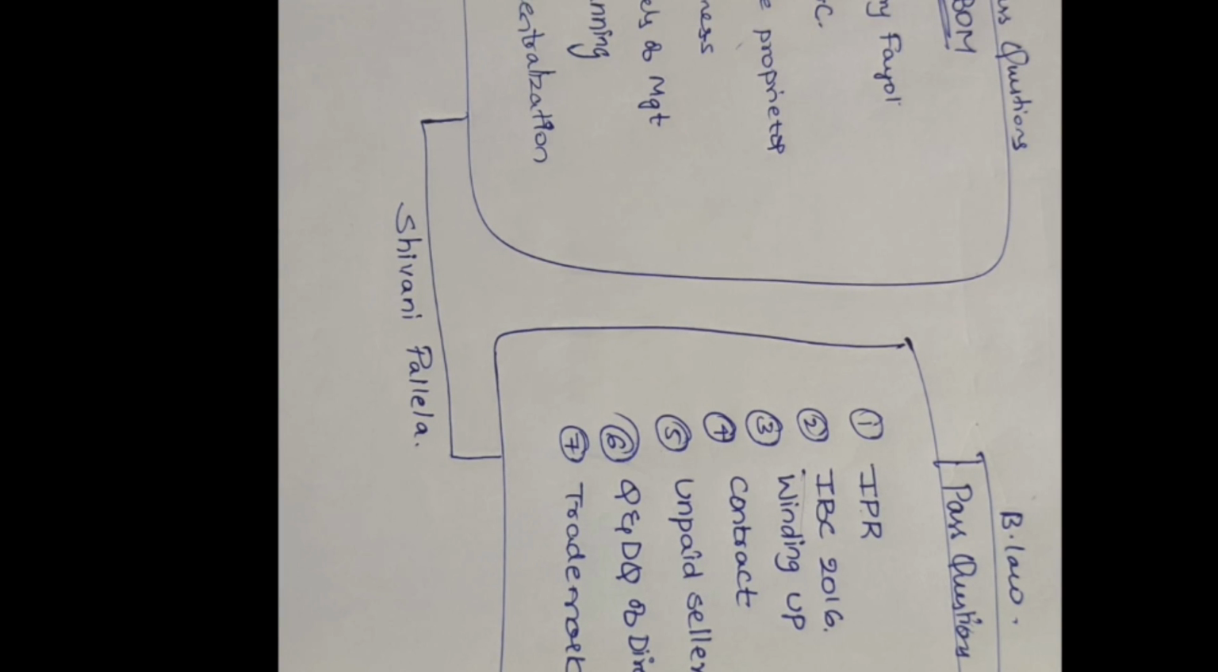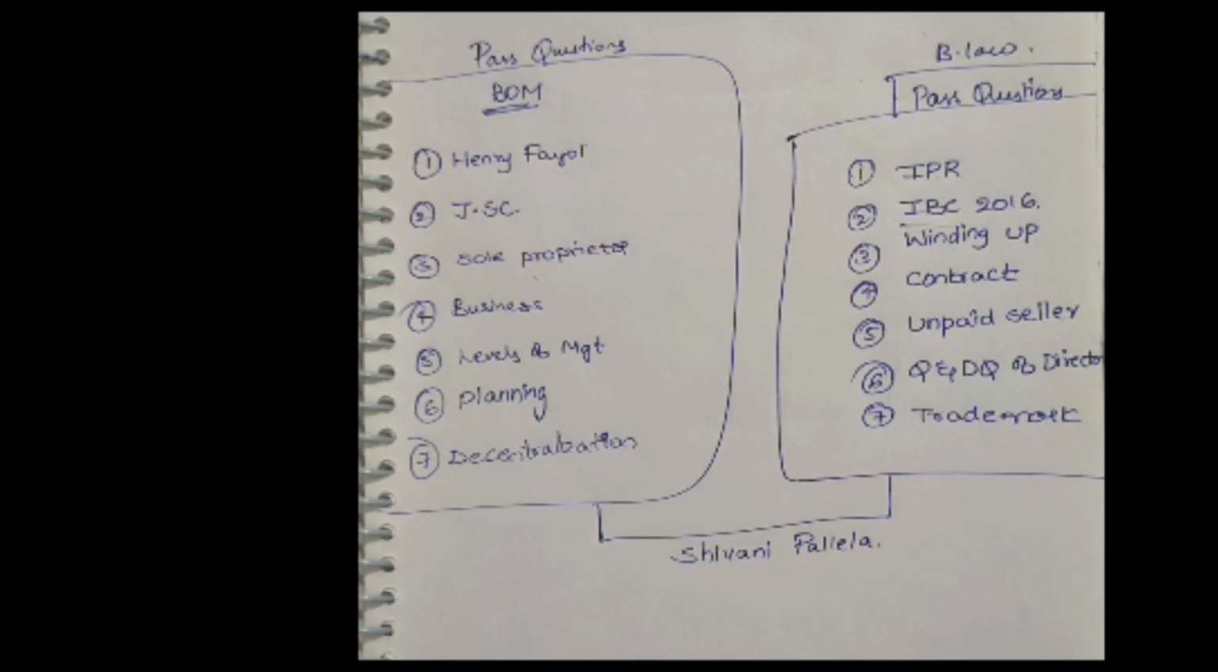What are those questions? These are the past questions which I have given. Henri Fayol's 14 principles of management, joint stock company, sole proprietor, business, levels of management or functions of management, any one question you can prepare, planning and decentralization of authority. So these 7 questions are enough to get passing marks in the B.O.M subject.